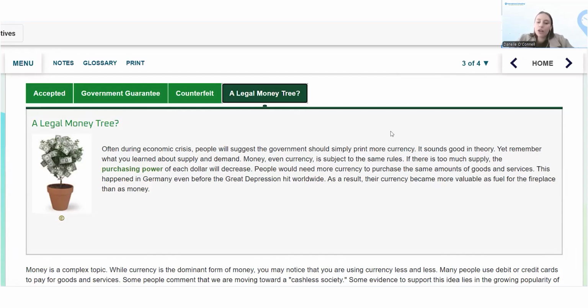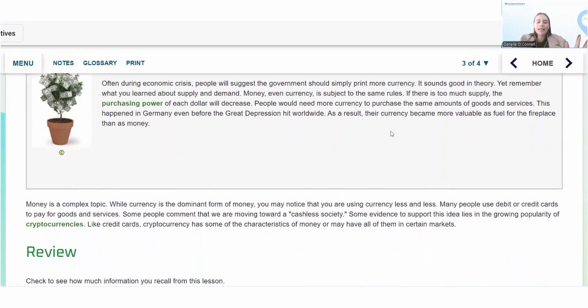It will become more expensive. Now, we need to make sure that we have a set kind of inflation in regards to that. Yes, inflation is good, but we don't want the purchasing power of our dollar to decrease by such an amount that we are actually worse off than before. Now, this happened in Germany even before the Great Depression hit worldwide, and as a result, the purchasing power of their currency was such that it was more valuable to put in the fire than it was as money. And that is why the government can't just simply print more money. And this is a very complex topic.